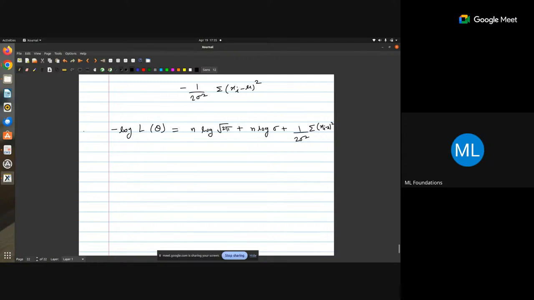Now you think of this as h of theta and differentiate h of theta, here d by d sigma of h of theta, and equate it to zero. So when I differentiate with respect to sigma, the first term will become zero. The second term will be what? N divided by sigma.